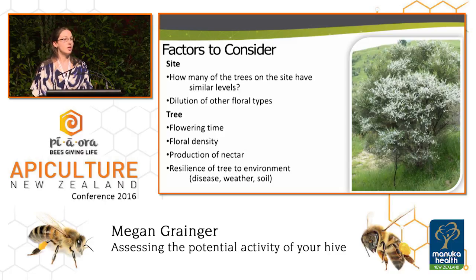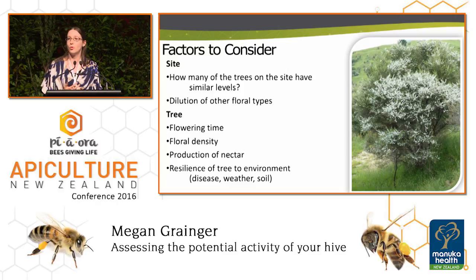We've also got to think about the trees. How long are they flowering for? Is it just the typical 4 weeks, or are they a new breed and they flower for longer? Do they have high density flowers on the tree? And how much manuka is it producing? It's all very well to have a very high producing DHA tree, but if it's giving you very tiny amounts of nectar, the bees aren't going to be too interested.